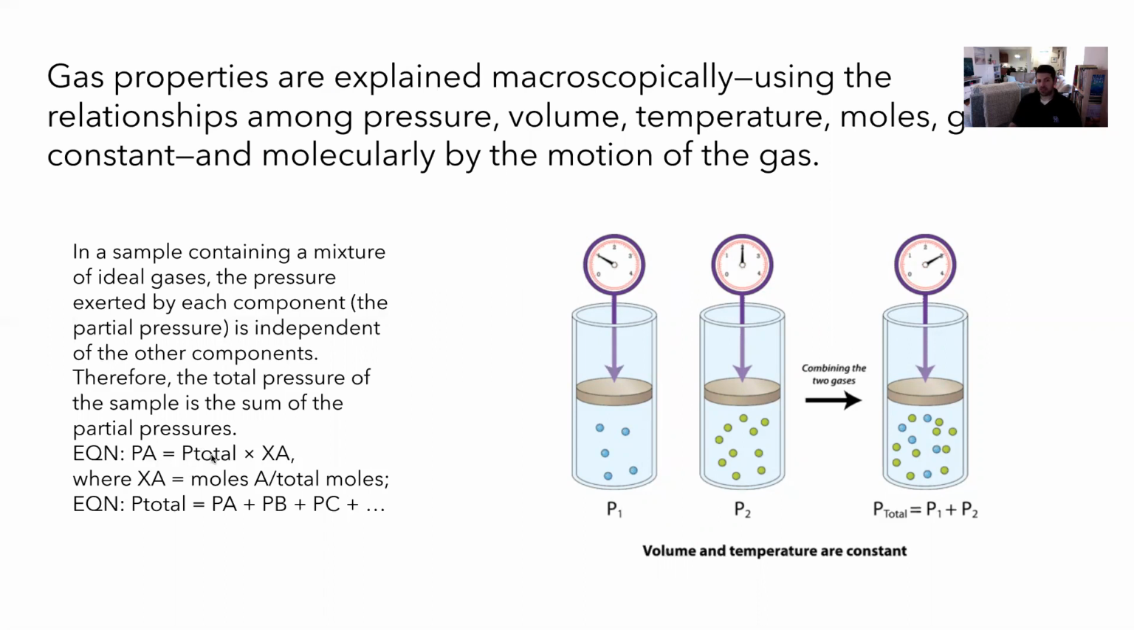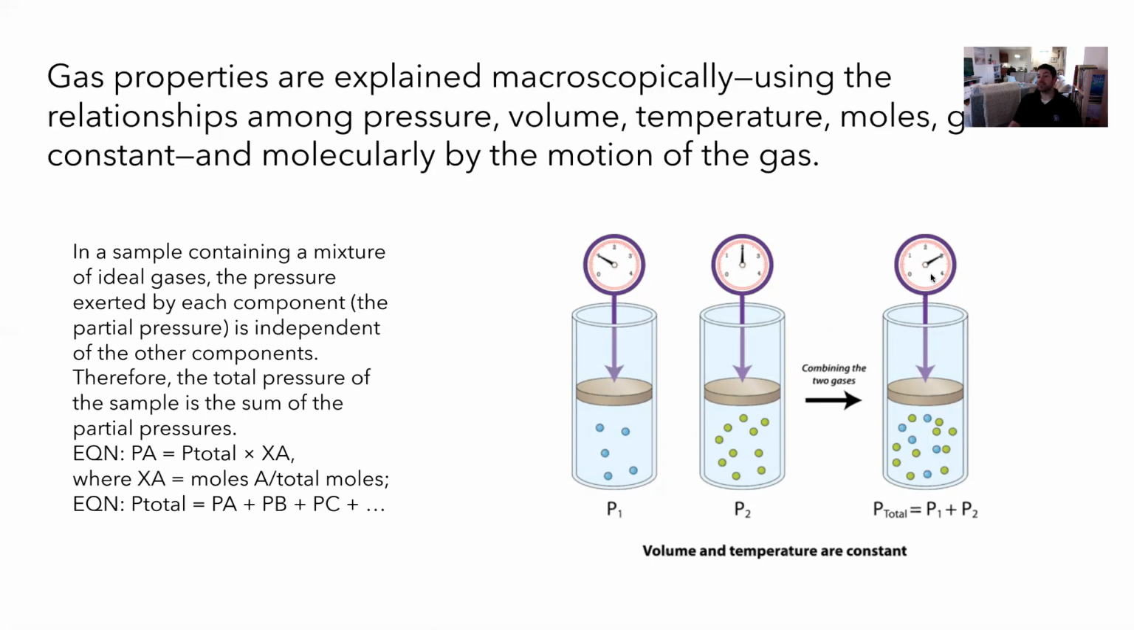The partial pressure is either the total pressure times the mole fraction, we've seen that, or we add up all the partial pressures. In this picture here, we have 1 atmosphere of pressure, 2 atmospheres. When they're added up in the same container, we now have 3 atmospheres. It's just the total pressure.